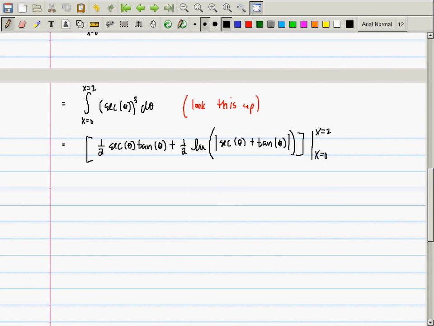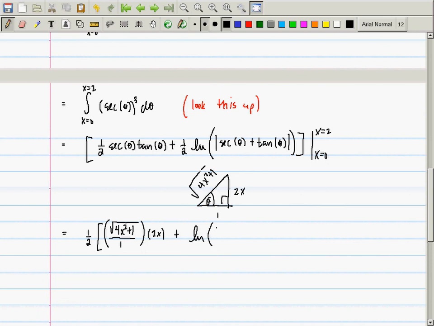So we need to convert these things back to x's. I'll copy the triangle down here just so we have it to look at. This side was 2x, this one was 1, and this one over here is the square root of 4x squared plus 1. I'll factor out the 1/2. The secant of theta is 1 over cosine, and cosine is adjacent over hypotenuse, so secant is hypotenuse over adjacent, which is the square root of 4x squared plus 1 over 1. And tangent is 2x, and then plus the log of the absolute value of secant, the square root of 4x squared plus 1, plus tangent, 2x, in absolute value. And this is evaluated from x is 0 to x is 2.